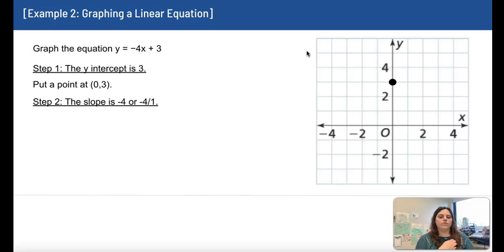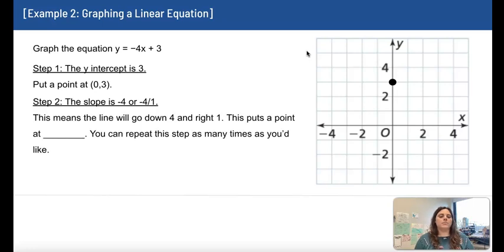My number attached to x is -4. So a slope of -4 or any whole number really is that number over 1. So -4 over 1, this tells me that the line will go down 4 and right 1. So from this point, I go 1, 2, 3, 4 down and 1 over. I put another point there, and it is at 1, -1. Now you could repeat this as many times as you needed to continue going down 4 and right 1, but you only need 2 points to make a line.